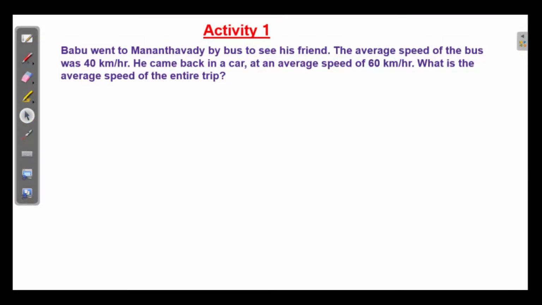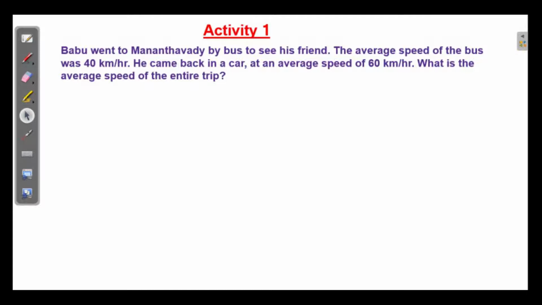The first activity is: Babu went to Manandawadi by bus to see his friend. The average speed of the bus was 40 km per hour. He came back in a car at an average speed of 60 km per hour. What is the average speed of the entire trip?